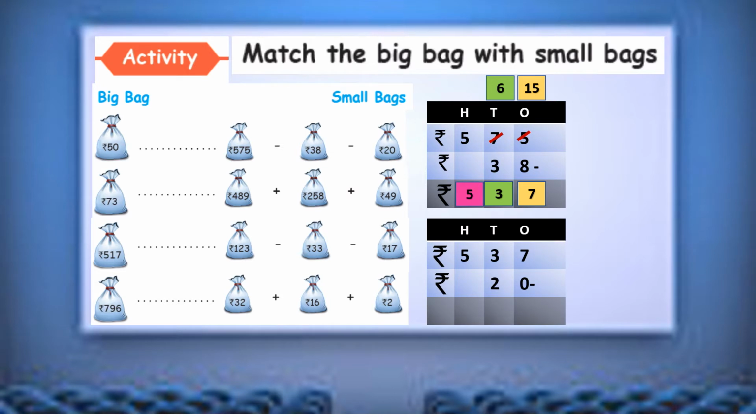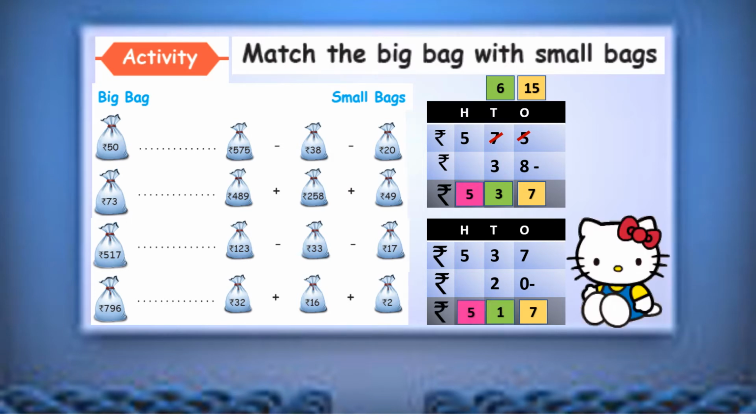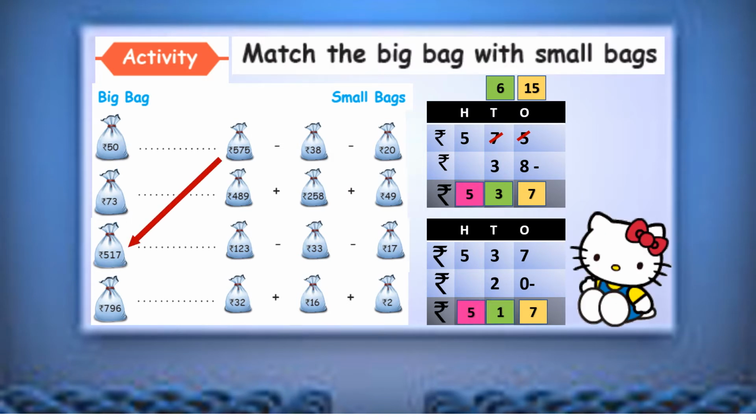Mention that symbol. From this 537, now we are going to subtract the 20 also. So 7 minus 0, 7, then 3 minus 2, 1, and 5 as it is. So, rupees 517 is the correct answer. Like that we have to match it. Clear?